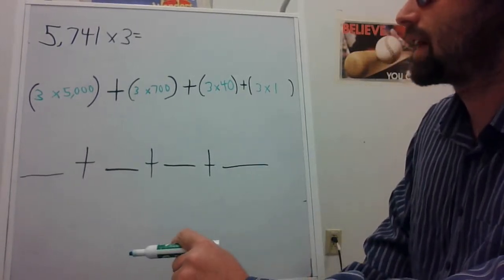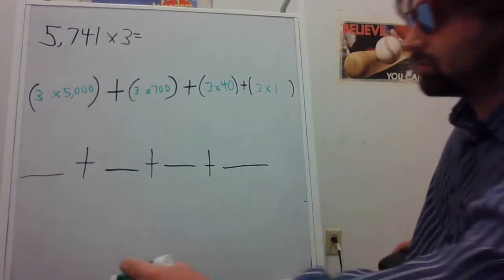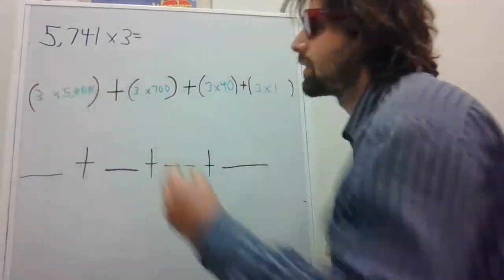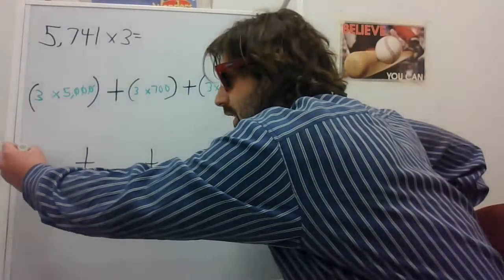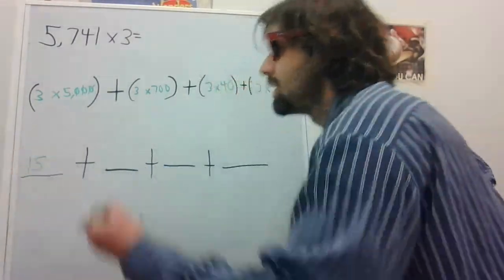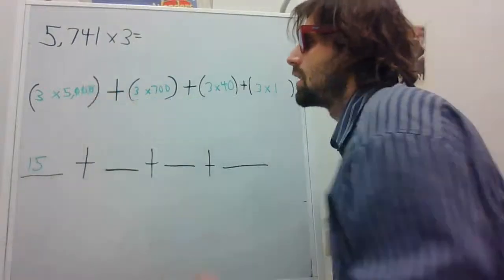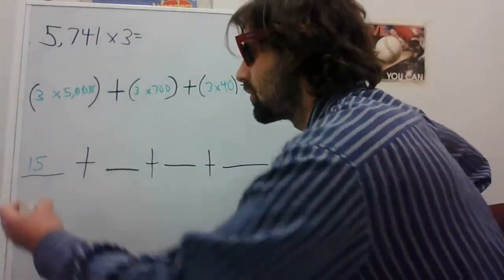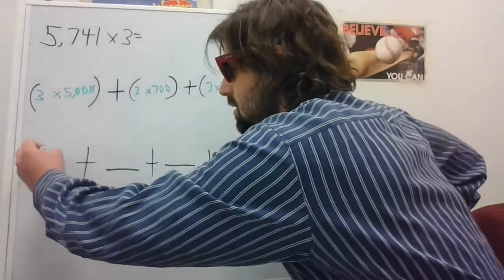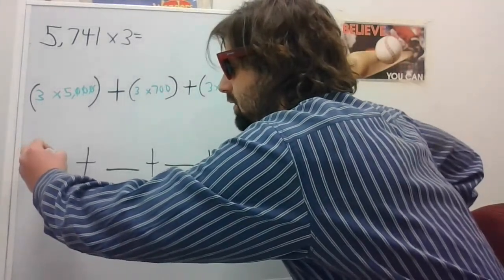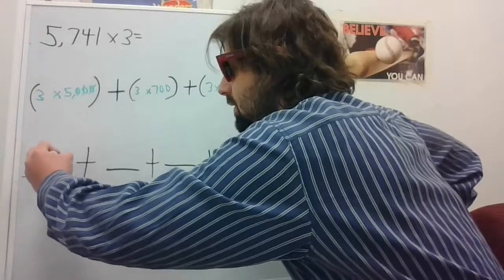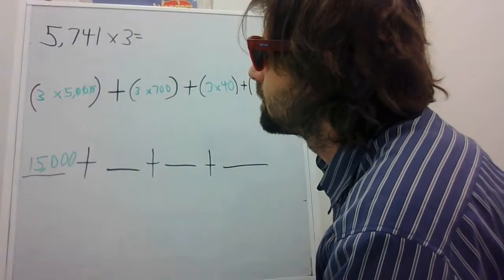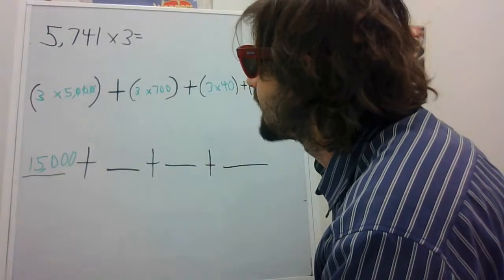3 times 5,000. So what we do, we pretend the zeros aren't there, and we just multiply 3 times 5. 3 times 5 equals 15. Then, since there were 3 zeros in the number sentence, within the parentheses, we're going to add 3 zeros to our answer. To find 3 times 5,000, all you got to do is multiply 3 times 5 and add 3 zeros to your answer. All right, so we have 15,000.